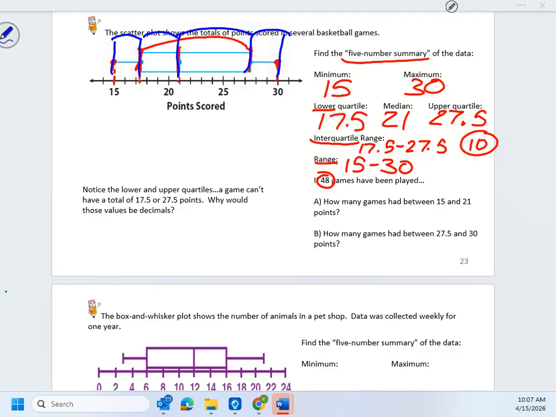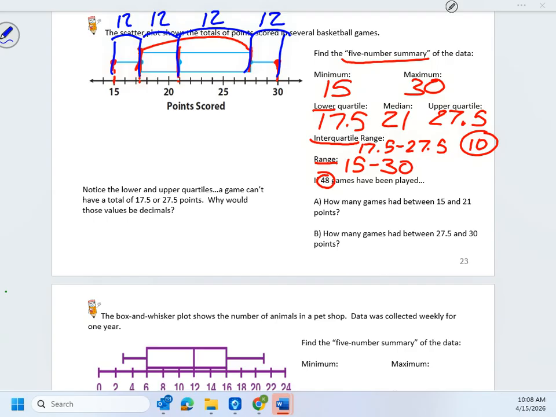48 is all together. We want to know each of those sections. Jackson? 12. How did you get 12, Jackson? I don't know, 48 divided by 4. 48 divided by 4. So I know that there are 12 scores here, 12 scores here, 12 scores here, and 12 scores here. I took the full number of 48, divided into 4 equal parts. How are we feeling about that?